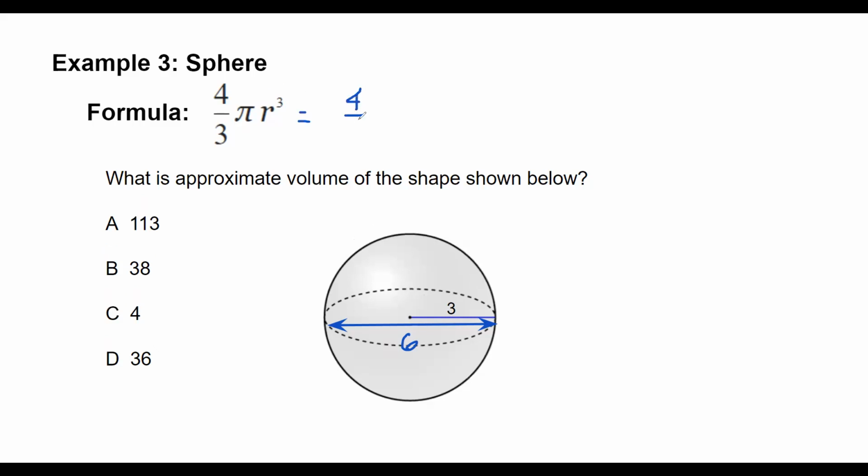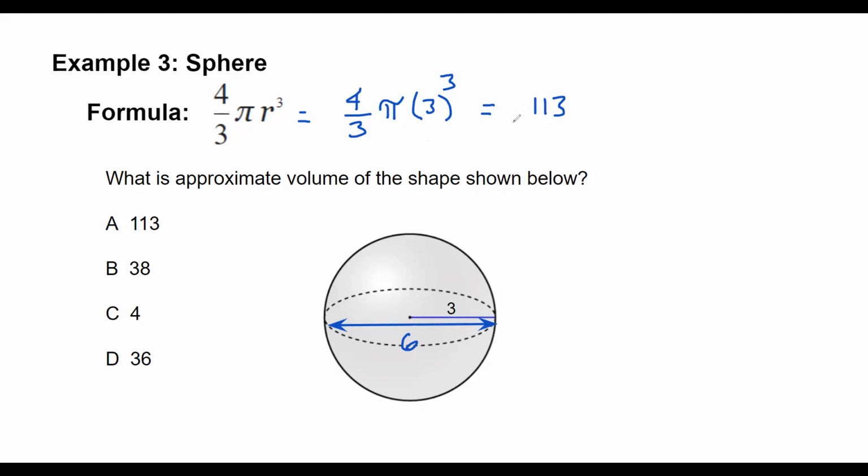I'd use the fraction function for 4/3 in your calculator, and then multiply that by pi, again using the calculator pi value, and then times 3 to the 3rd power. Now this is where you have to use your other exponent. That's the hat key above the x squared key on the TI-30XS. And we let the calculator do the hard work here. And you should get the number 113.